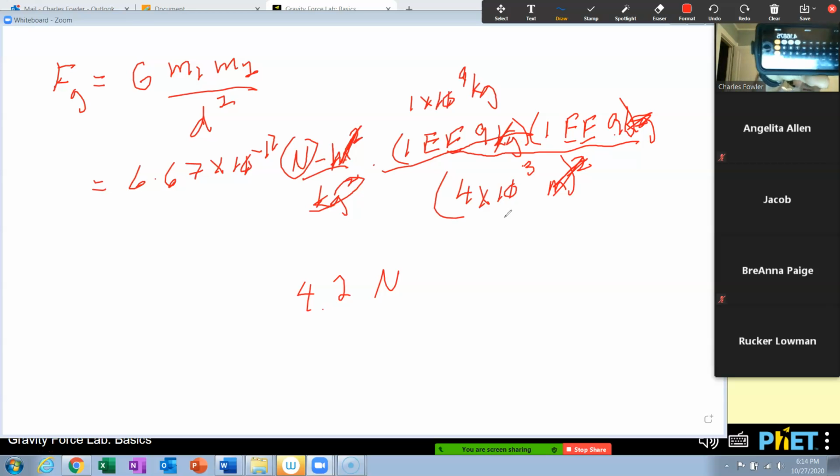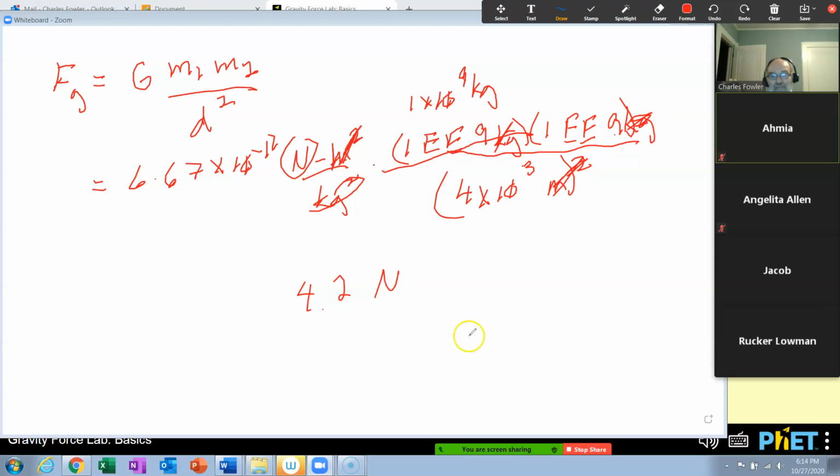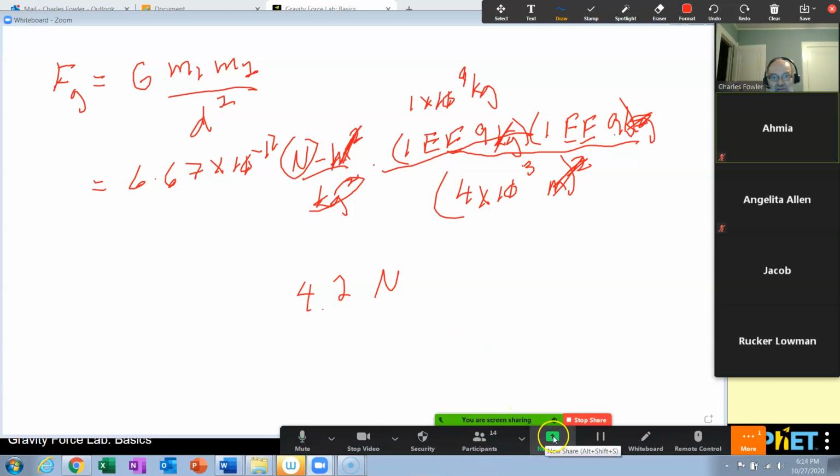And that's where I get 4.166 and so on. I just rounded to 4.2. Now you could put more digits if you want to, but we really don't have justification for those. I think 4.2 will be fine. Got it? Okay, has everybody done that one and got an answer close to this? Yay or nay? Yes. Good.